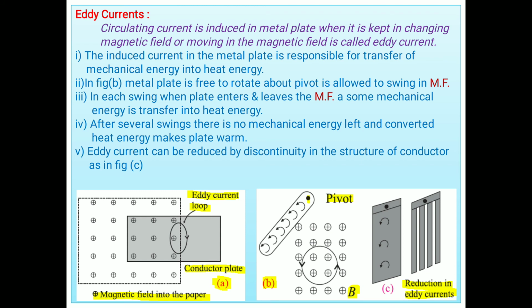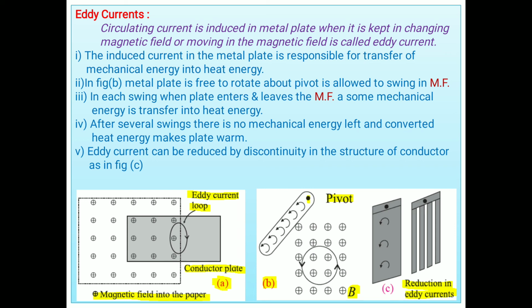Suppose we consider a metal plate or metal block kept in a changing magnetic field. The block is fixed and the magnet is moving, for example moving away from it. Or the other way, the magnet is fixed and the block is moving. Either moving the magnet or moving the metal plate.